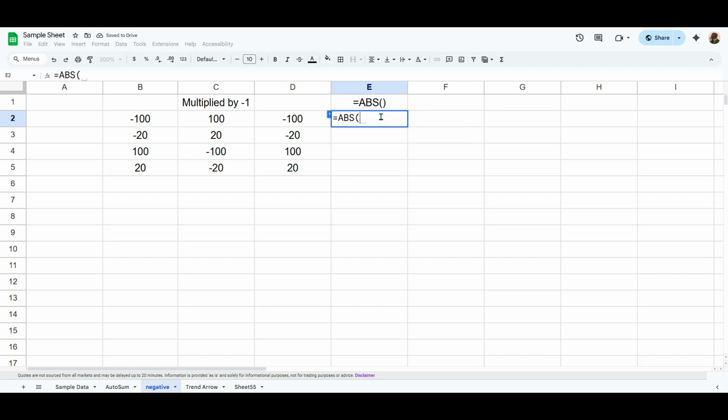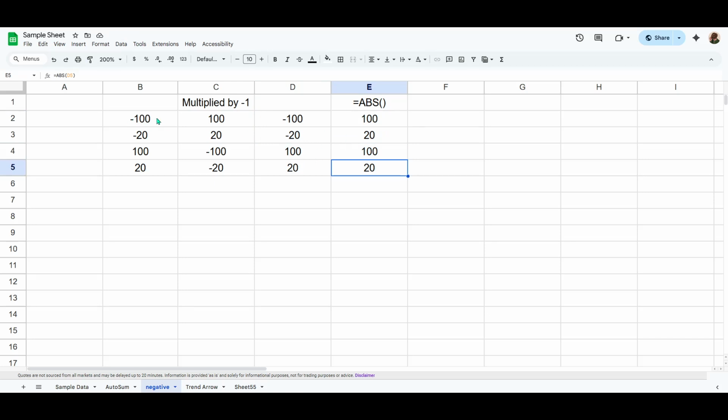After that, open a parenthesis and click the cell with your negative number, which is once again B2 in this example. Close the parenthesis so your formula reads =ABS(B2) and press enter. You'll see that the cell now displays the positive equivalent of the negative number, thanks to the absolute value calculation.